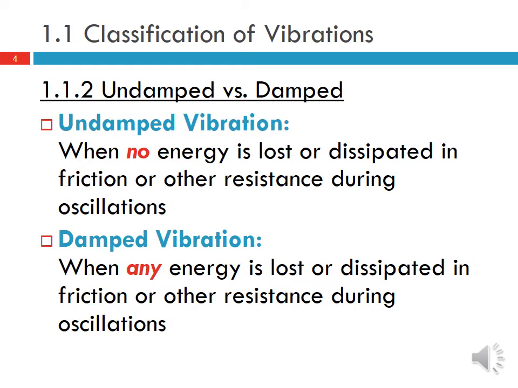Another important classification is undamped versus damped systems. An undamped vibration is when no energy is lost or dissipated in friction or other resistance during the oscillations, whereas a damped system is when energy is lost or dissipated in friction or other resistance during oscillations. Any real system will have some damping, but we do consider undamped systems because they're simpler to deal with, to introduce some of the concepts, and in some cases when the damping is very small, these can provide a good approximation of the behavior.